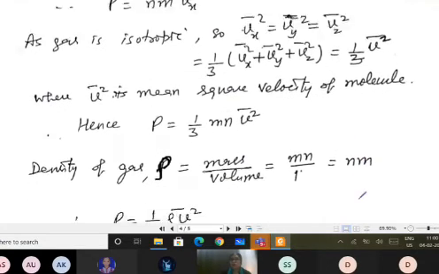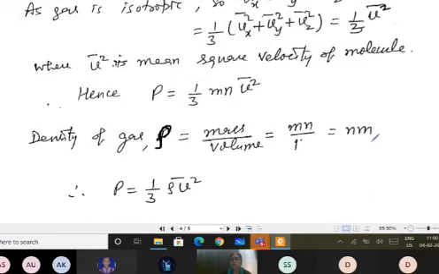So once you have this value n m equal to density, in this expression for the pressure you can write 1 by 3 rho V bar square. V bar square is of course the mean square velocity of the molecule. So this is the result for the pressure exerted, which is to be noted.